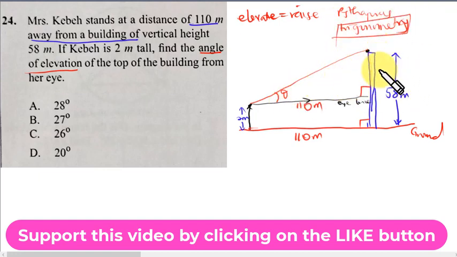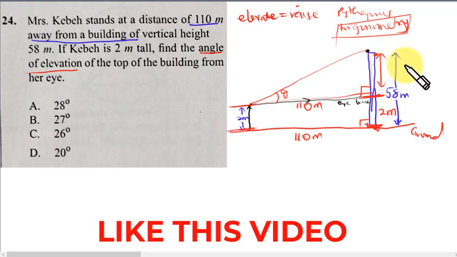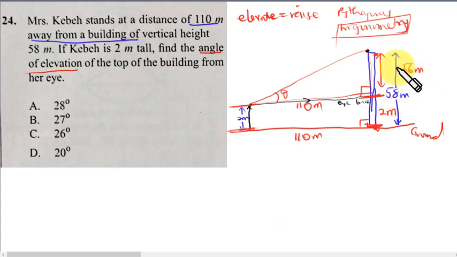And we are told that the height of the building is 58 meters. So from here, the bottom to the top is 58, but we are also given the height of the woman as 2 meters. So if from here to there is 2 meters, then what is left here is 58 meters minus 2 meters, and that is 56 meters, the height of the right angle triangle.